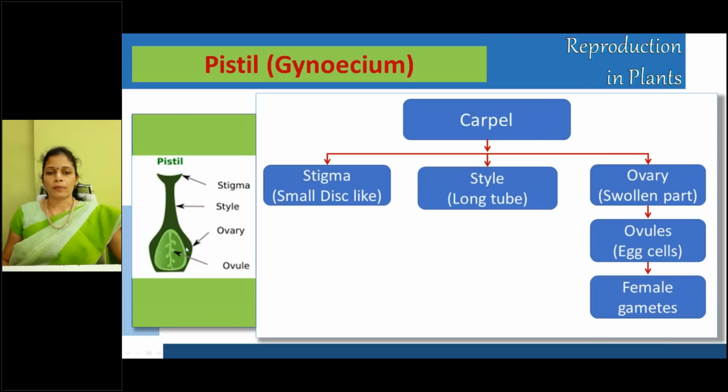Ovary is the swollen part located at the base of the carpel, and this ovary contains the ovules, and ovules are also called egg cells, and these egg cells contain the female gametes.